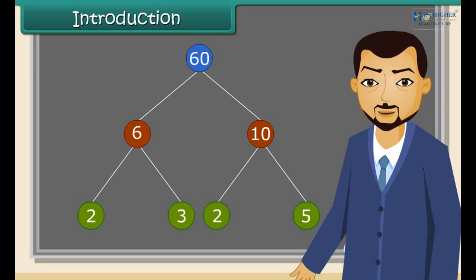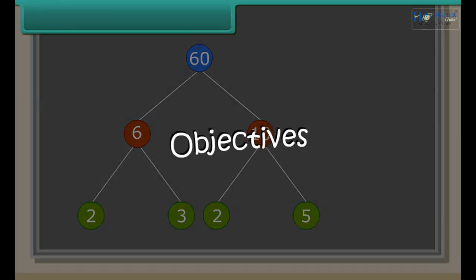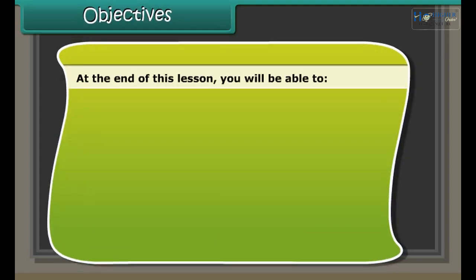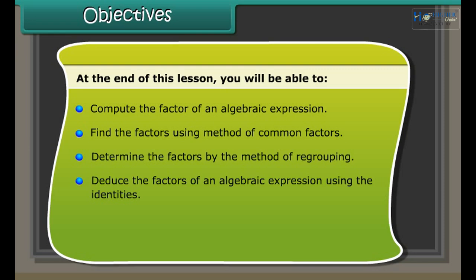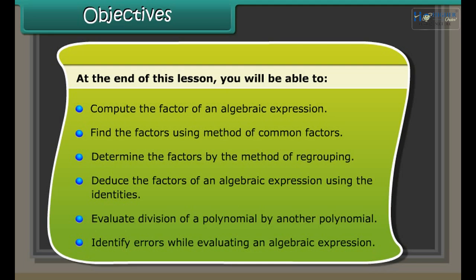Similarly, we can also express algebraic expressions as product of their factors. In this chapter, we are going to discuss how to find the factors of an algebraic expression. Objectives. At the end of this lesson, you'll be able to compute the factor of an algebraic expression, find the factors using method of common factors, determine the factors by the method of regrouping, deduce the factors of an algebraic expression using the identities, evaluate division of a polynomial by another polynomial, identify errors while evaluating an algebraic expression.